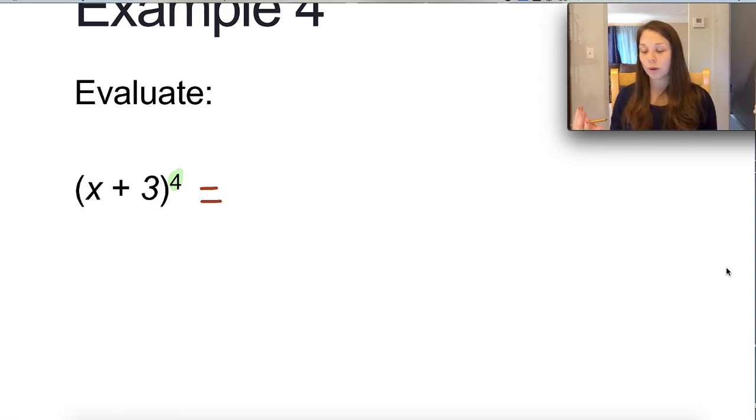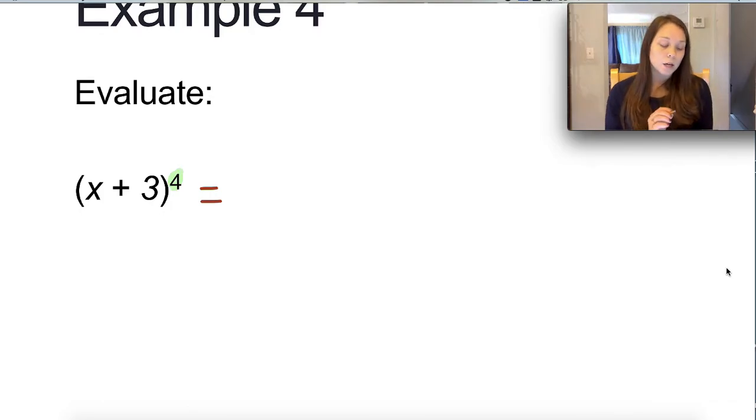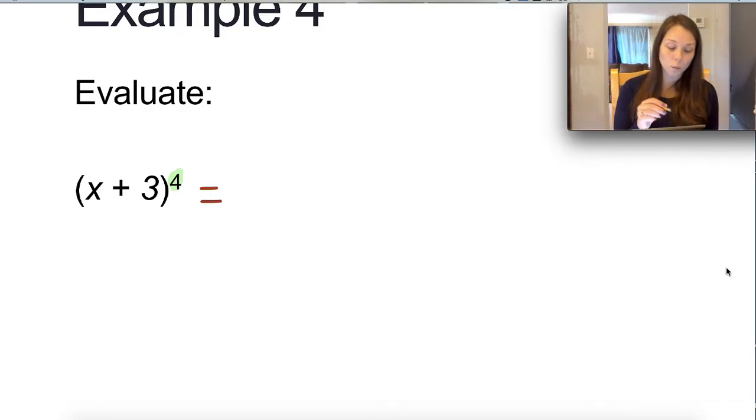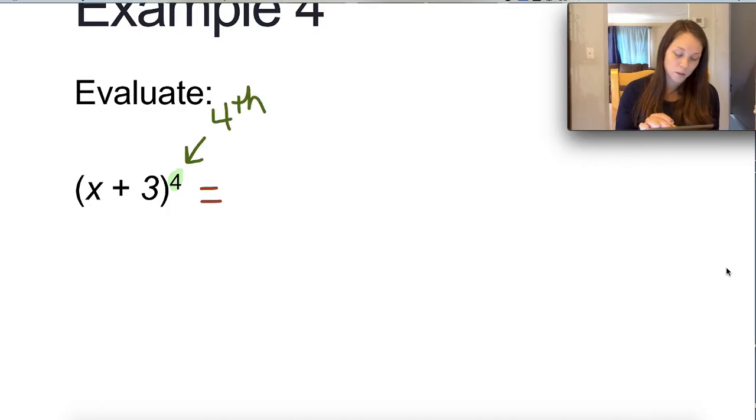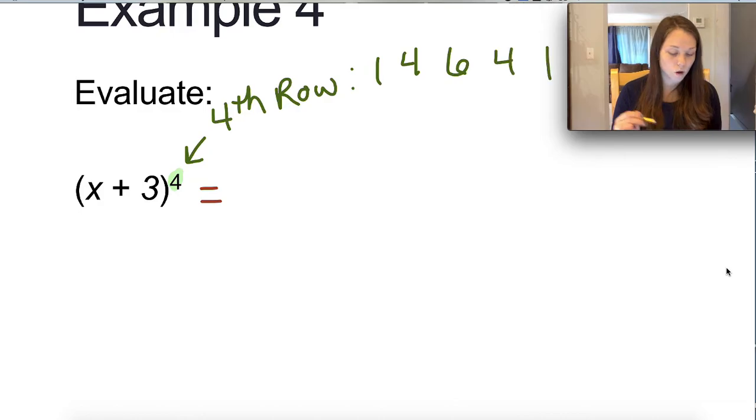I'll show you another way to organize your work as well if you would rather do it a little bit different. So the first thing I'm going to do is identify the 4th row of Pascal's triangle. And I know I'm going to use the 4th row because my exponent here is a 4. The 4th row of Pascal's triangle, if you refer back to that table, is 1, 4, 6, 4, 1.